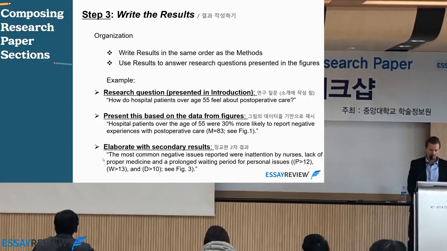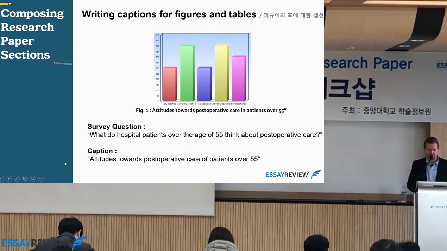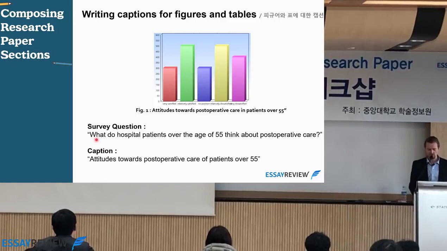So the common negative issues reported were inattention by nurses, etc. And then here you can cite your figures and tables as well. So let's talk about writing captions very quickly. Captions are not sentences. They're almost always phrases, starting with a noun, your main keyword, and then what your figure or table is measuring. So if the survey question is, let's say you ask some participants, what do hospital patients over the age of 55 think about post-operative care?